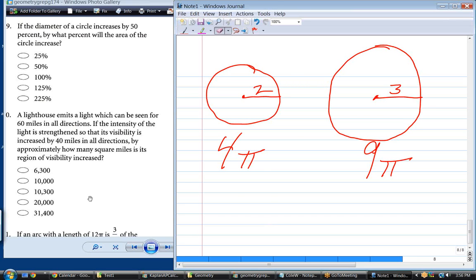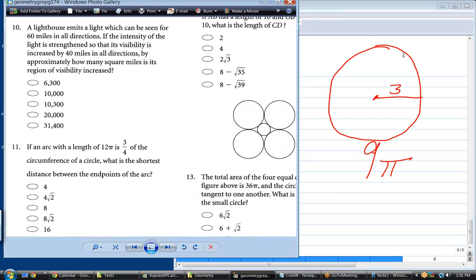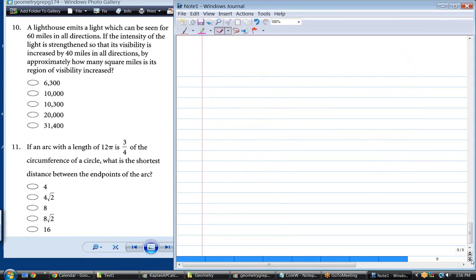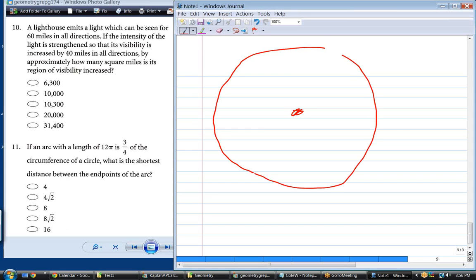Let's see if we can maybe take a look at one more question here. So we got a lighthouse, and it emits a light that can be seen in all directions 60 miles away. What's the radius of that circle? 30. Actually, it's 60. See why? Because if you're here, you're 60 miles away, you can still see the lighthouse. If you're over here, you're 60 miles away, you can still see the lighthouse.